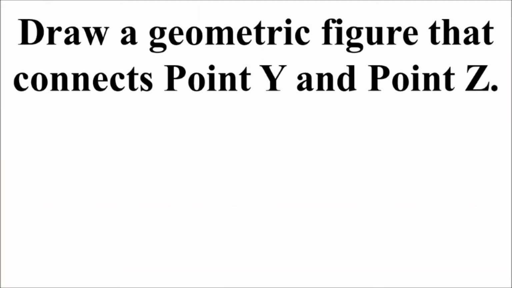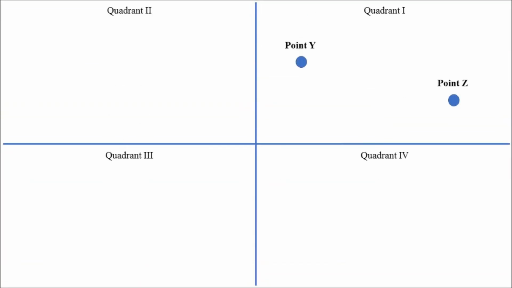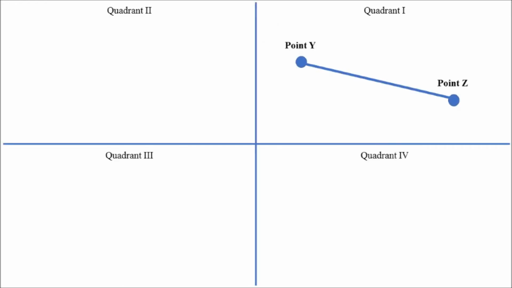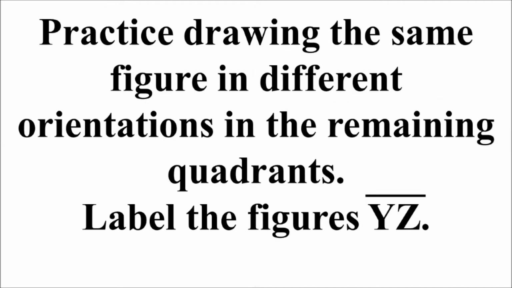Now on to the lesson. To begin, draw a geometric figure that connects point Y and point Z. Label that figure line segment YZ. Practice drawing the same figure in different orientations in the remaining quadrants, labeling the figures YZ with a line across the top.